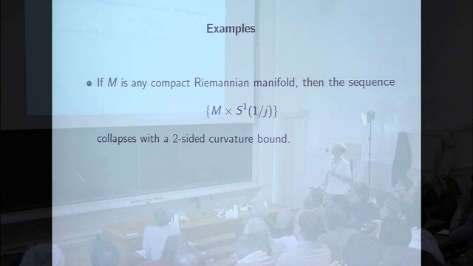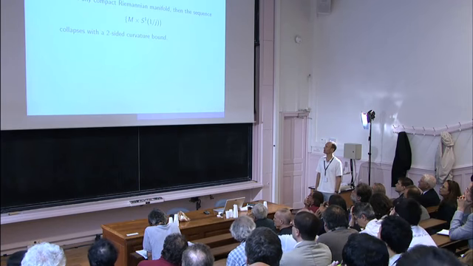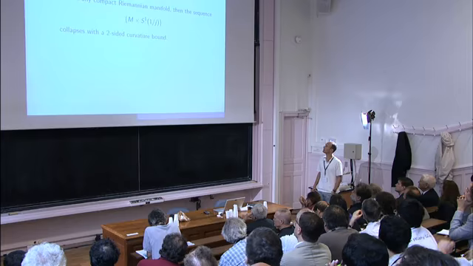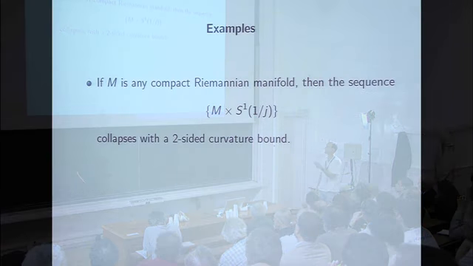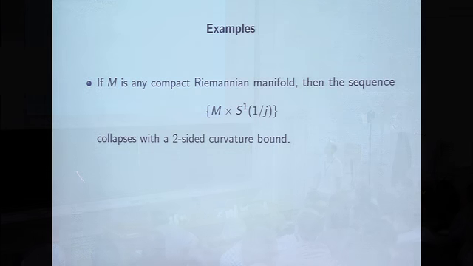All right, so what are some examples of collapsing? Well, we already saw one a minute ago, but here's a more general version. Just take any compact Riemannian manifold M and look at the product of that manifold with a circle of length 1 over J. As you see, there's nothing interesting happening to the curvature. The curvature stays bounded in the sequence, but the injectivity radius degenerates to 0.